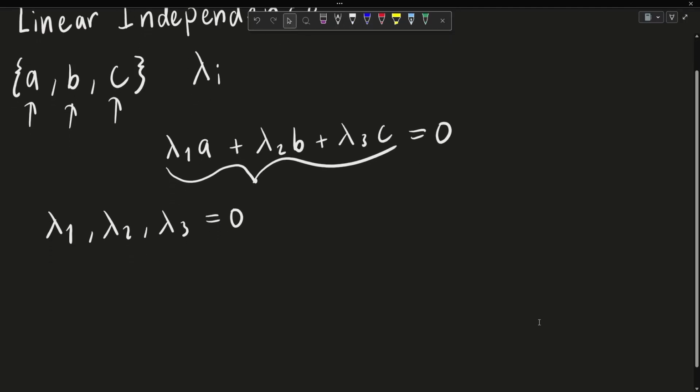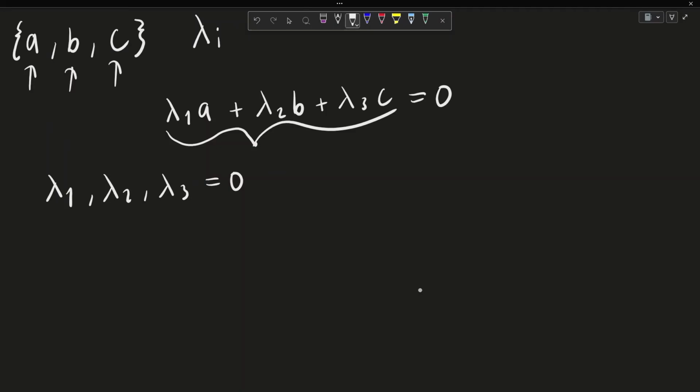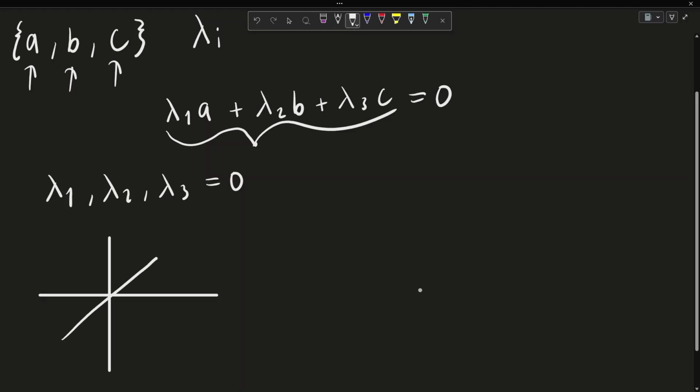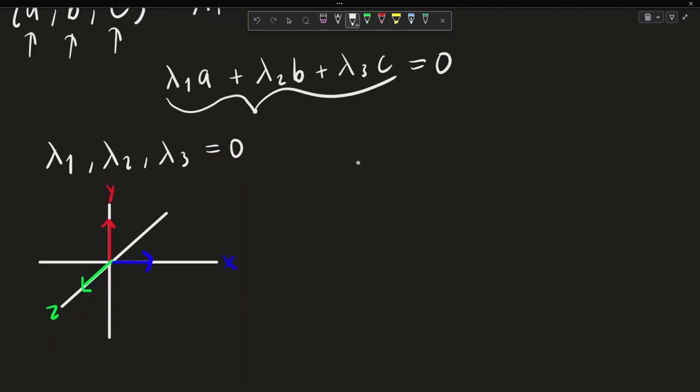This means that the only way to combine A, B, and C together to go back to the origin is if we multiply all of them by 0. And so geometrically, how do we interpret this? Let's say in 3 dimensions we have this. Let's say this is vector A. It's the unit vector along the x-axis. Let's say vector B is the unit vector along the y-axis. In green, we'll say vector C is the unit vector along the z-axis. So we have these 3 vectors, A, B, and C.